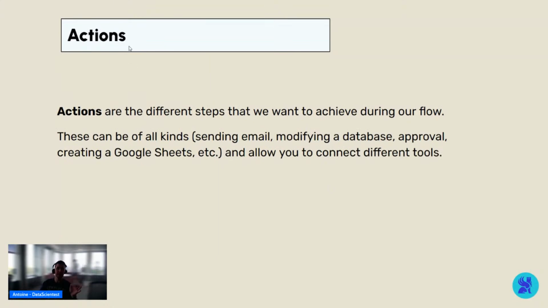Then, as I said, each flow is composed of one trigger and one or more actions. The actions are the different steps that you want to achieve during your flow. During the activation of your flow, you maybe want to send an email, or to modify a database, to create a Google Sheet, to modify a Google Sheet, etc. All these actions that you want to perform during your flows are the actions of a flow.